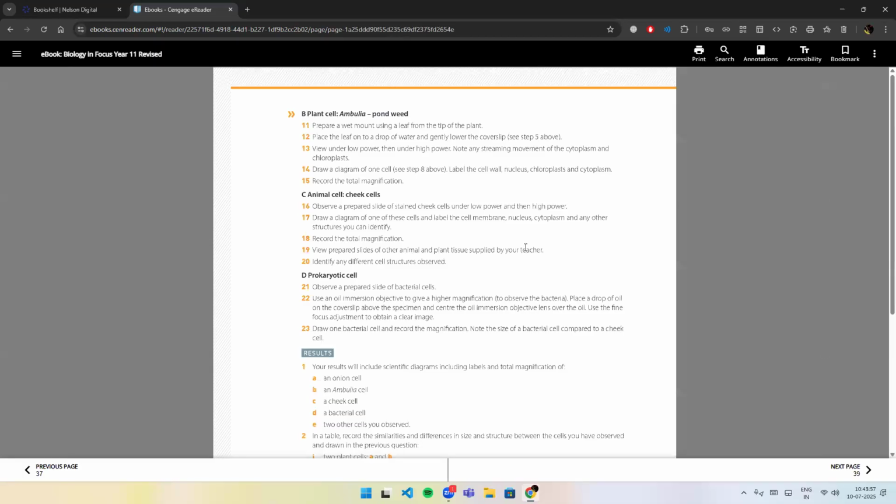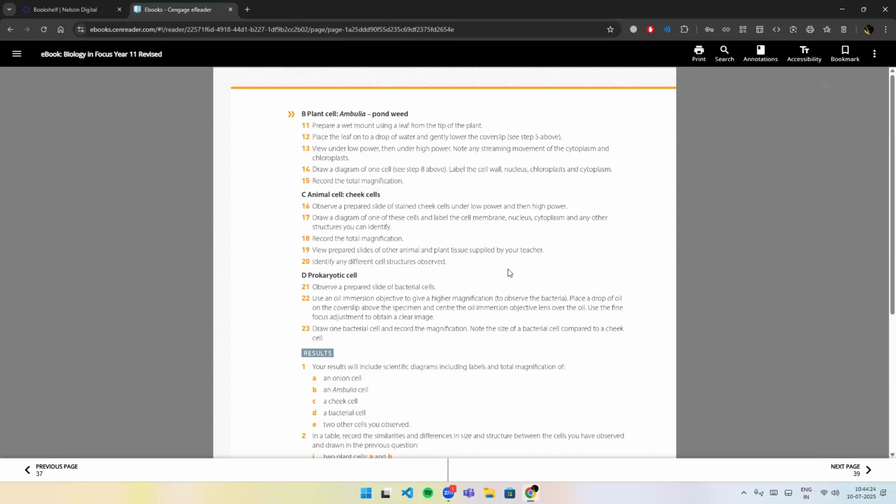B. Plant cell, Elodea, pond weed. Prepare a wet mount using a leaf from the tip of the plant. Place the leaf onto a drop of water and gently lower the cover slip. View under low power, then under high power. Note any streaming movement of the cytoplasm and chloroplasts. Draw a diagram of one cell. Label the cell wall, nucleus, chloroplasts, and cytoplasm. Record the total magnification.